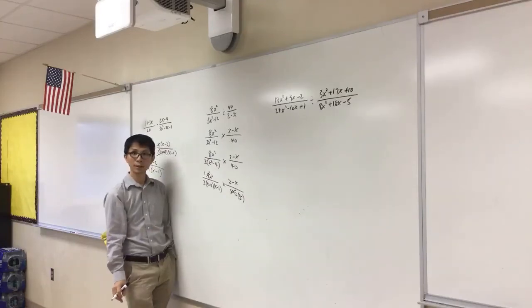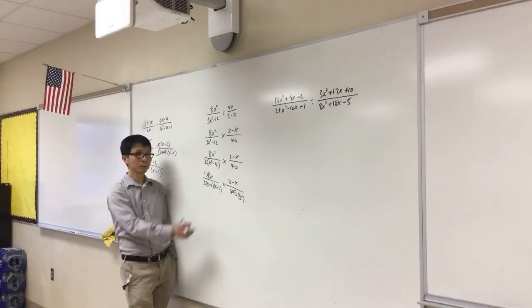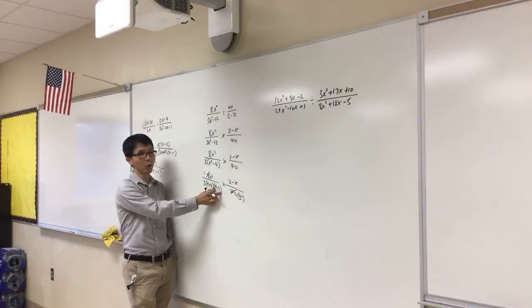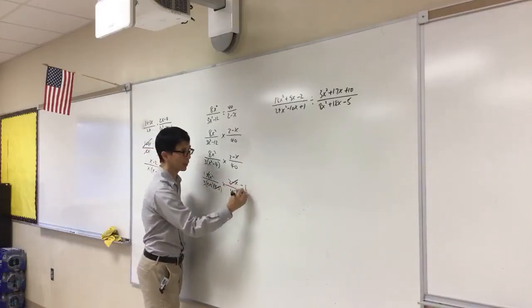What else can I cancel? You can make it 2 minus negative X, and 2 minus X. I can factor out a negative, or I can cancel just straight, and it's gonna give me -1.